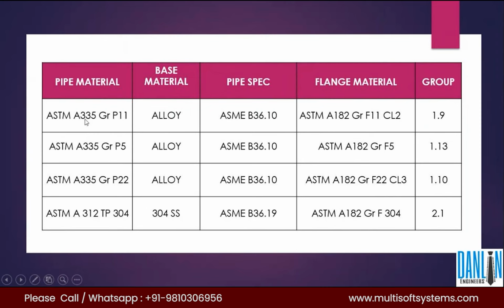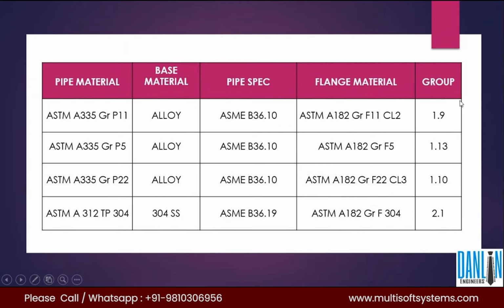And for you people, you have to understand that, as I already mentioned, alloy means A333 grade 11 or A335 is the alloy material, and A312 is the stainless steel. And by seeing the name itself, we have to differentiate whether it is alloy or stainless steel. And here it is mentioned P11 and F11, P5 and F5, so P22 and F22. From this, we can differentiate whether it is a pipe material or a flange material. And most probably for alloy and stainless steel, the flange material will be A182. So you see the combination, A182 is the name, and F11, F5 like that.